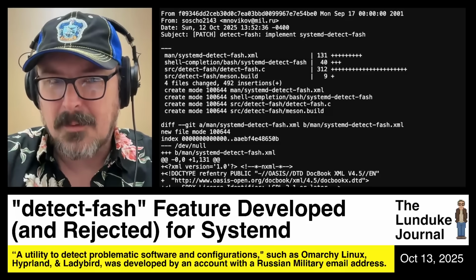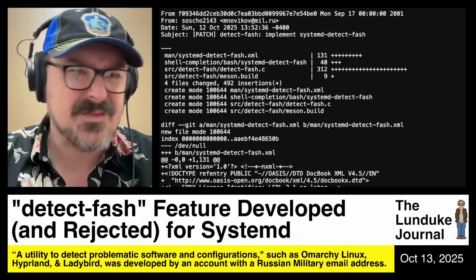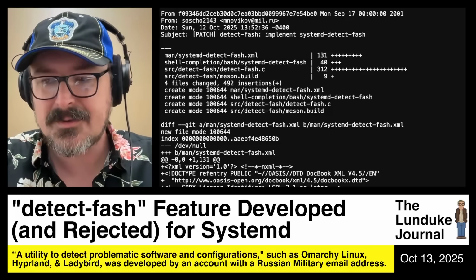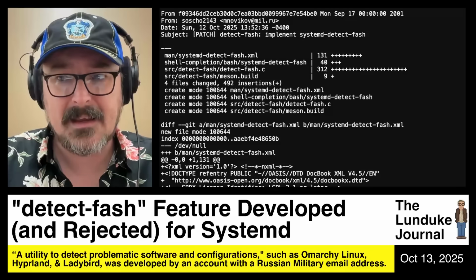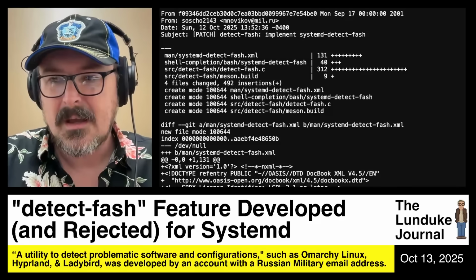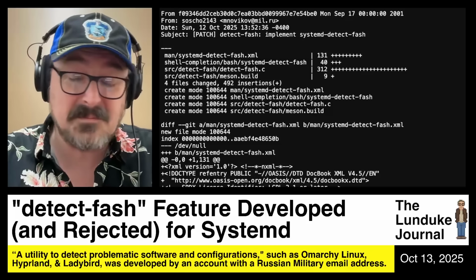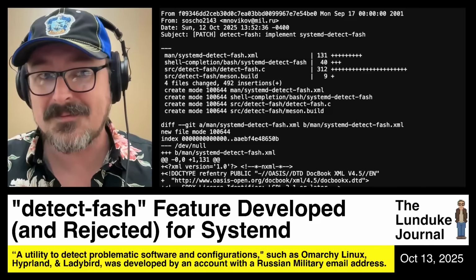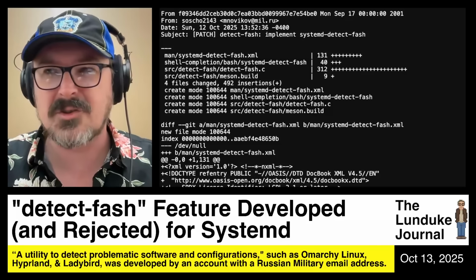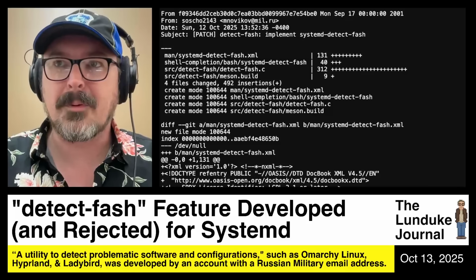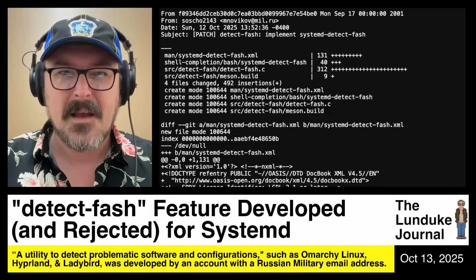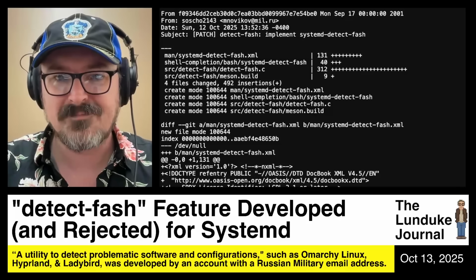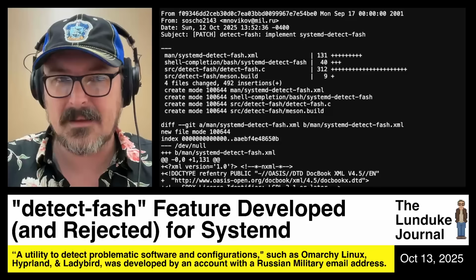Someone went through a lot of trouble to submit what seems like a bit of a joke patch about being fascist detectors, specifically detecting a couple of key projects. Not fascist projects, but projects that extreme leftists are labeling as fascist and Nazi. Sort of the projects of the moment, the ones the extreme leftists hate of the moment, right? Using a Russian military email address.